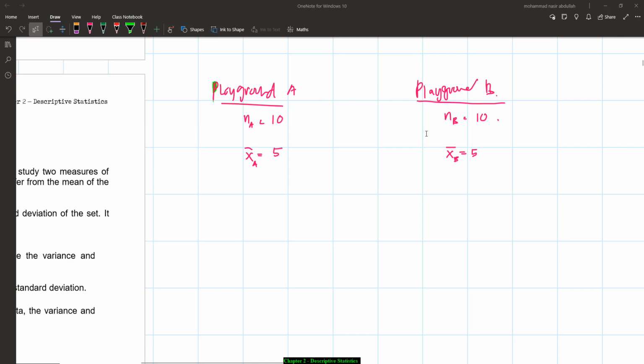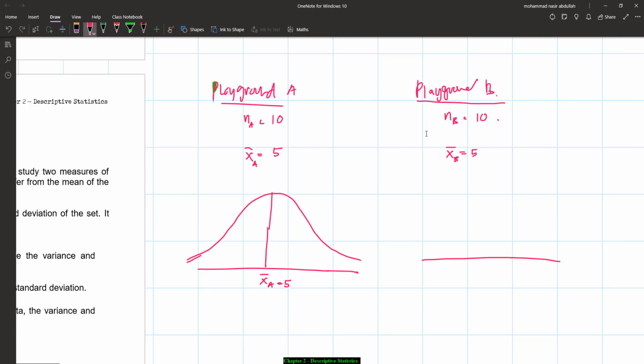Let's say I distribute the data, and at playground A I get something like this. This is the mean, X bar A equal to 5. Let's say for B, I get something like this. This is the mean, X bar B equal to 5. Can we say both playgrounds have the same distribution? Can we say so?